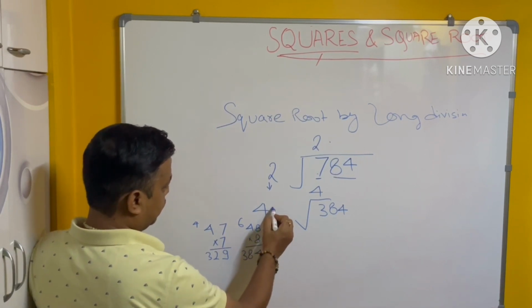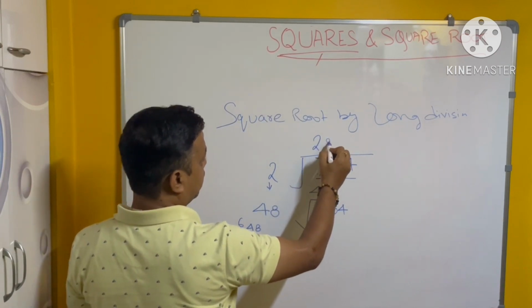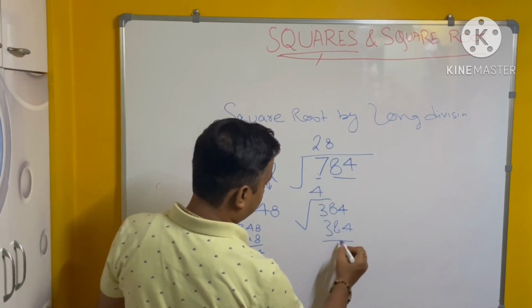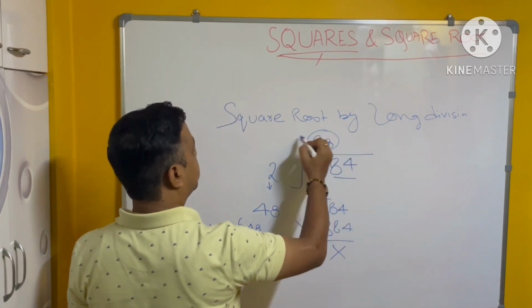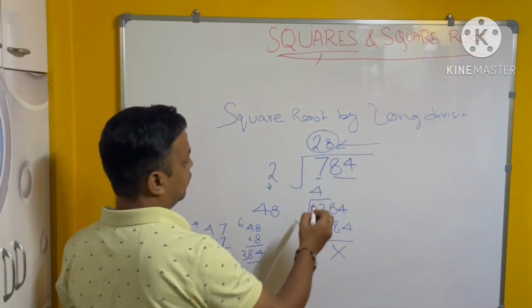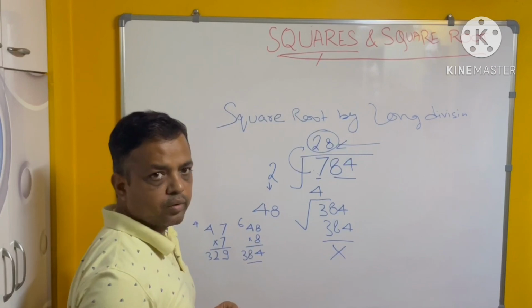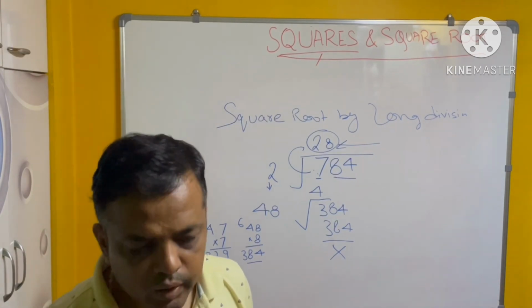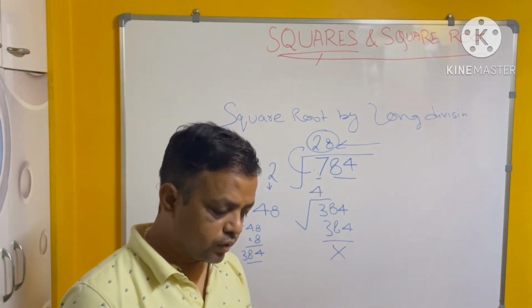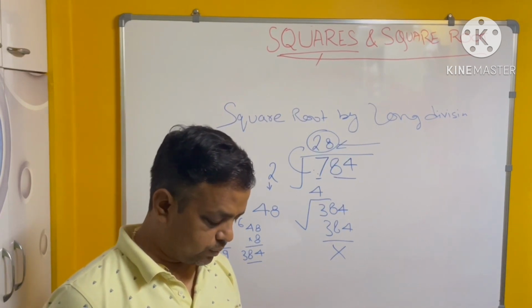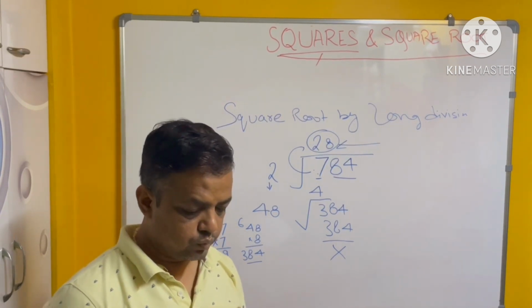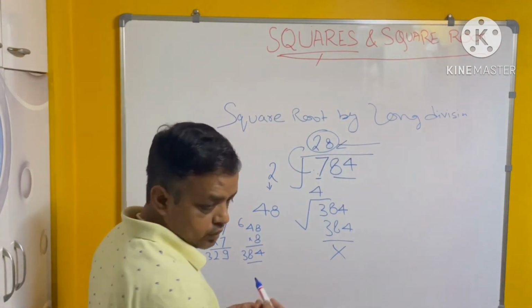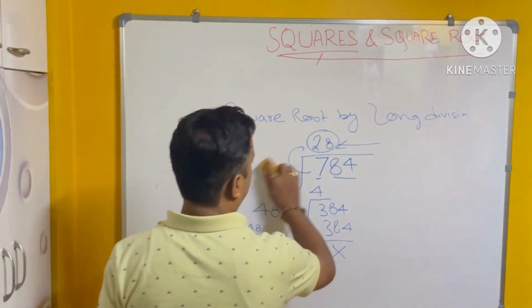Here is the number 8 and 8, so the product is 384, and that's it. So this is the square root of 74. This is the long division method, and the same works in the case of decimal numbers also.